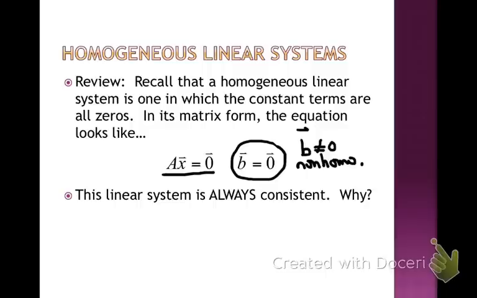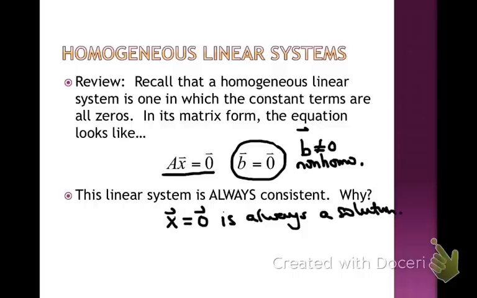This linear system always is consistent. The reason is because x equal to 0 is always a solution. This solution x equal to 0 is sometimes referred to as the trivial solution. You can see that because if we substitute 0 in for x, then certainly A times the vector 0 should be equal to the 0 vector.